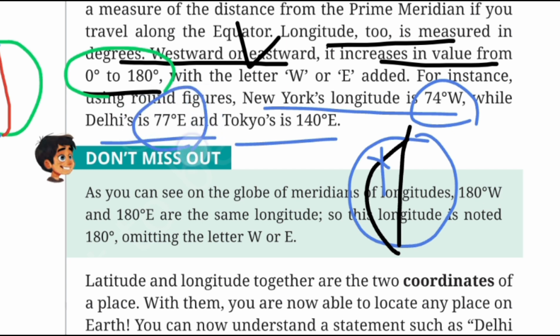Then Delhi is at 77 degree east. 77 degree east means it will be on the 77 degree east meridian or longitude. Just assume this green color one. So Delhi is within that particular meridian. Then Tokyo is 140 degree east. 140 degree east means there will be a particular meridian of 140 degree. Just assume this is the 140 degree meridian. Then Tokyo will be somewhere here. So that particular meridian containing Tokyo, that is the meaning. I hope it is clear.